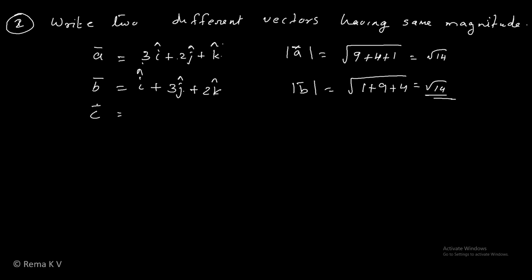Here it is, write only two vectors, but let us try another one. Vector C is 2i plus j plus 3k. You can form another one, 3i minus 2j plus k. That's another vector. Or you can write this as minus 3i plus 2j plus k. That will give you another example. Okay.